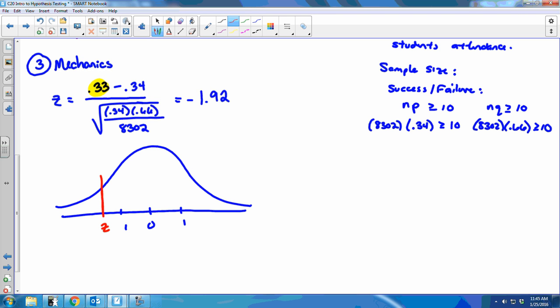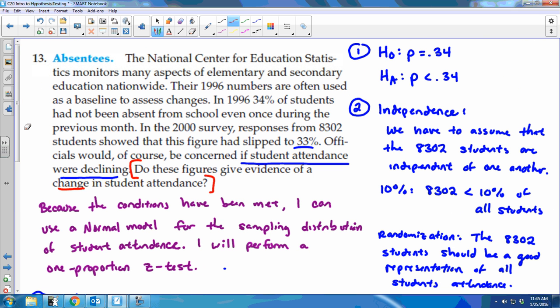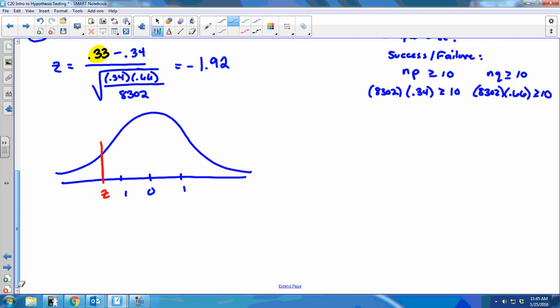All right. Now we need to decide what probability do we want. So go look at your hypotheses. We think that the attendance has been declining. Right? We think that p is now less than 0.34. So because of that, we want what's happening below negative 1.92. So how do I find that probability?